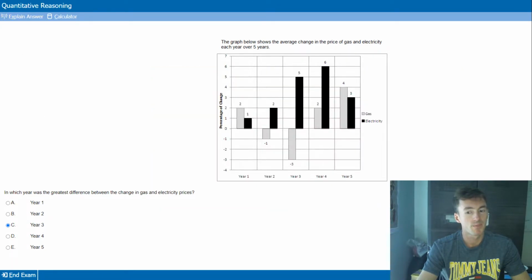Okay. At the beginning of year 1, an annual gas bill was £320. Assuming gas usage remains the same, what is the bill likely to be at the end of year 2? Okay, so it's saying the beginning of year 1, which means we have to include this change here. If it's at the end of year 1, then we wouldn't, but because it's saying the beginning of year 1, we have to take into account this gas increase of 2%.